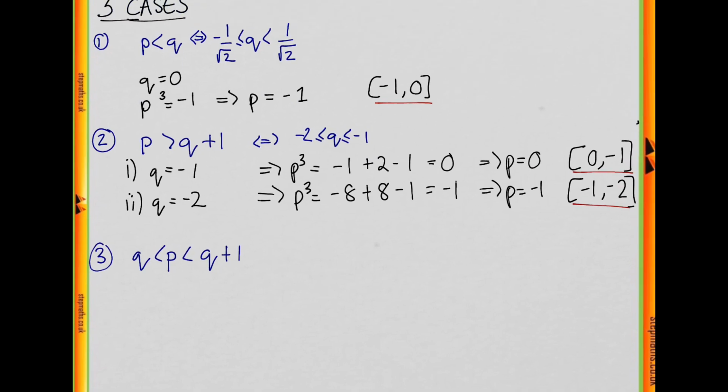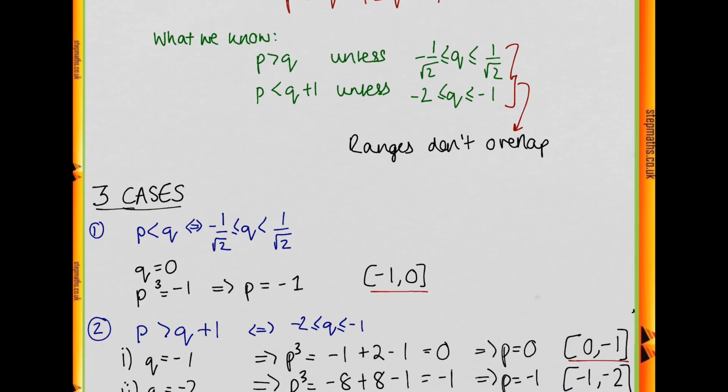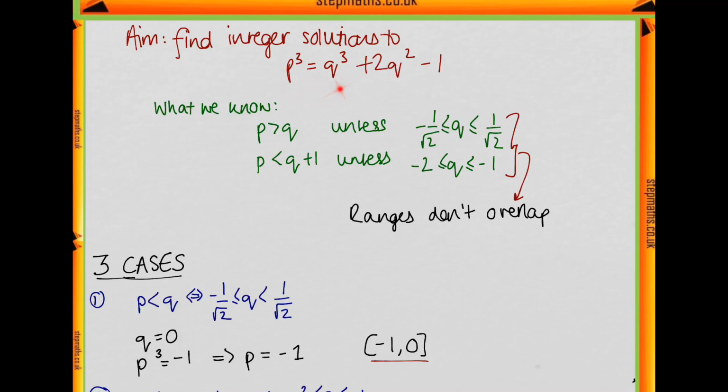Our next case to consider is p strictly between q and q plus 1. But if you recall from the m and n situation, this has no integer solutions because there is no integer between two consecutive integers. And so it suffices to say that there are only three integer solutions, minus 1, 0; 0, minus 1; and minus 1, minus 2, to the equation p cubed equals q cubed plus 2q squared minus 1.